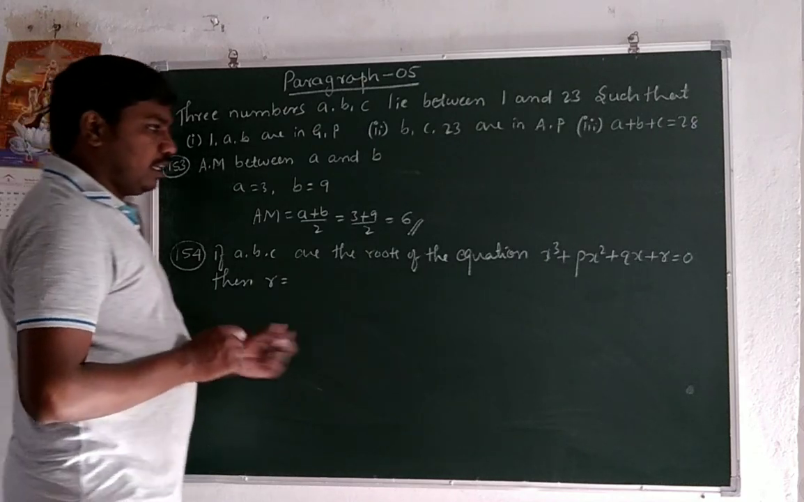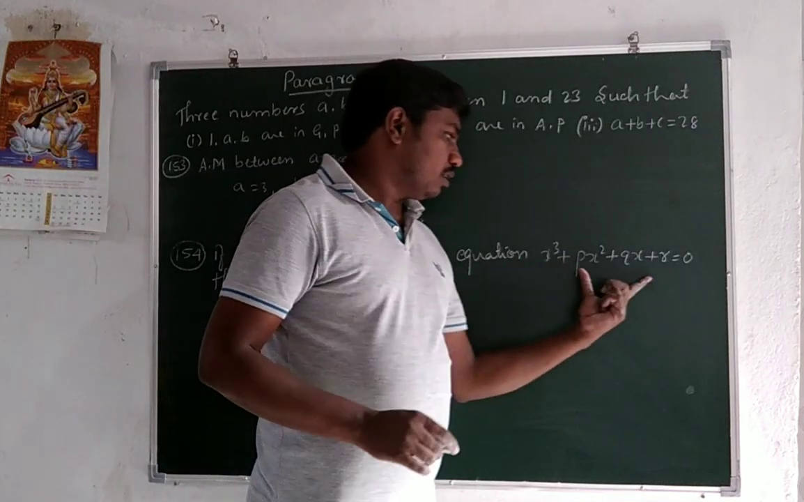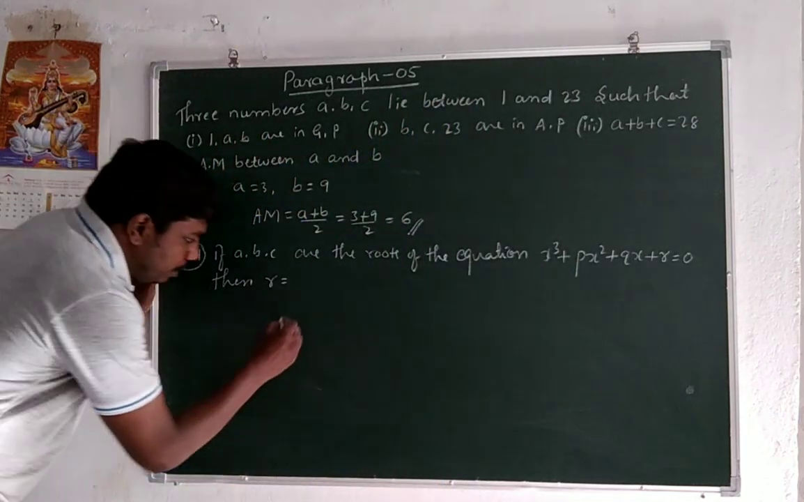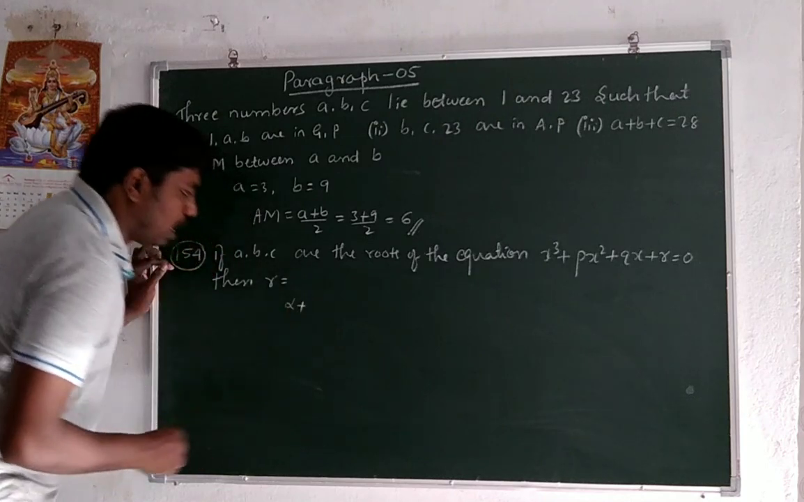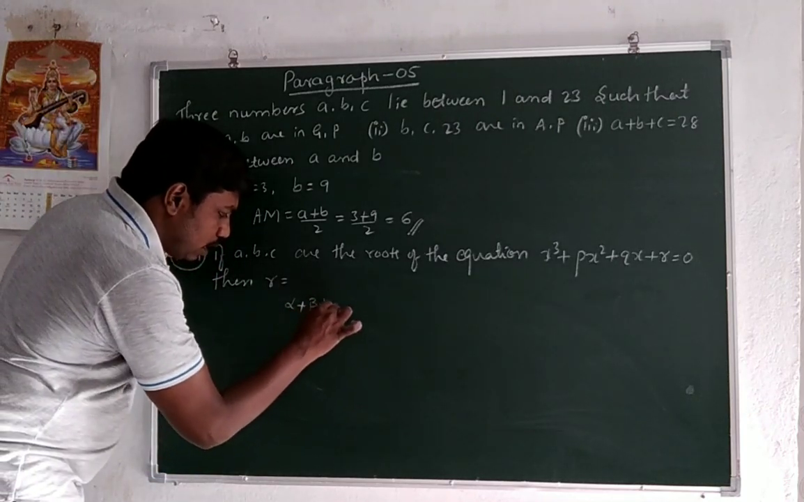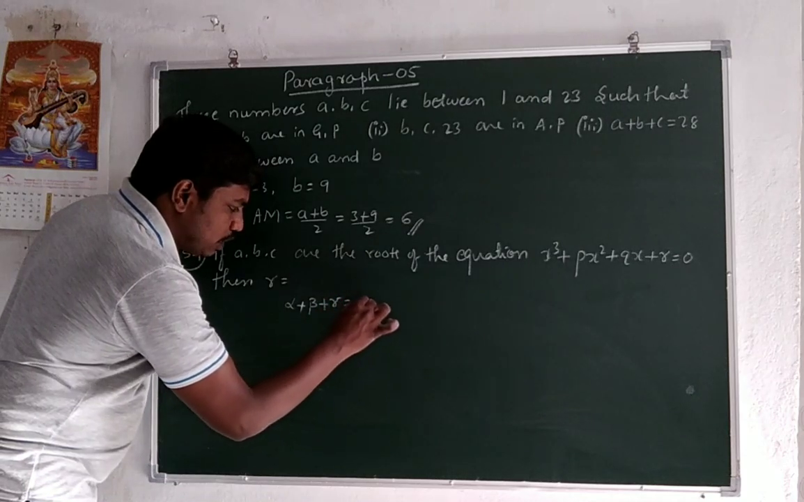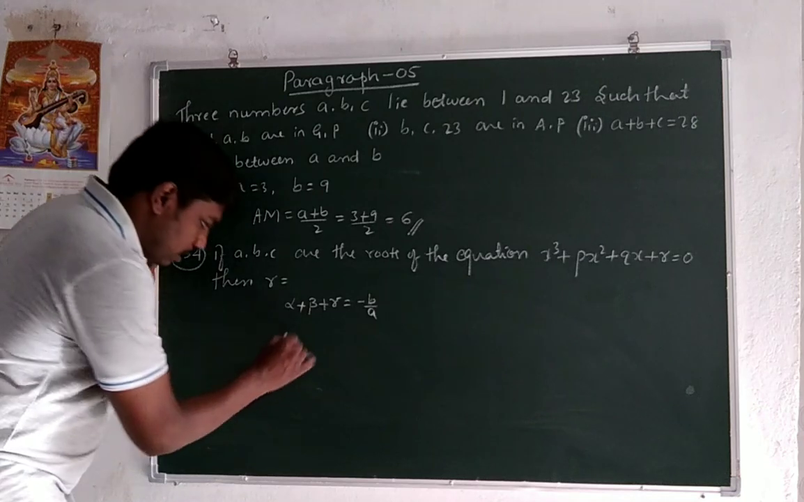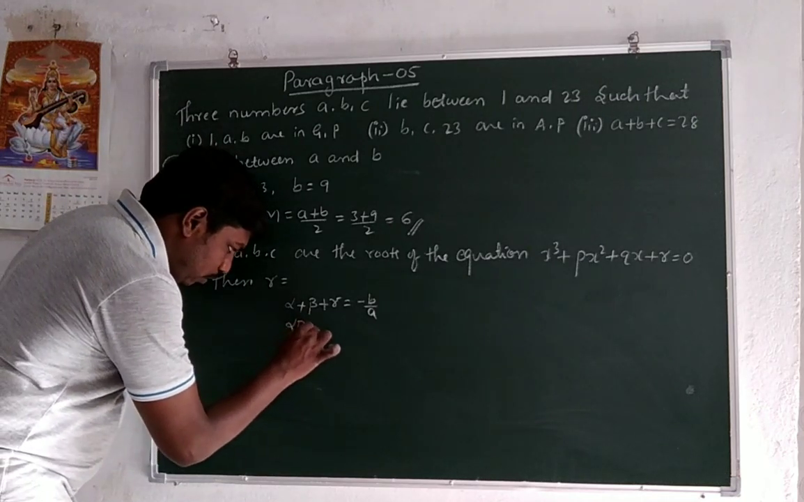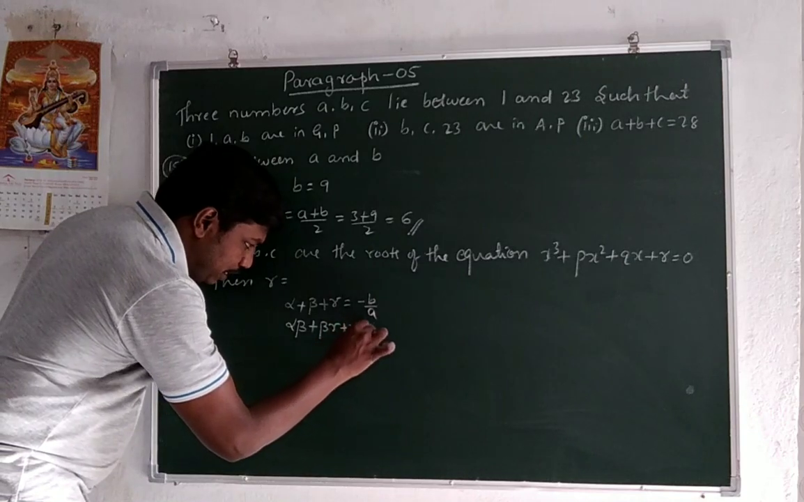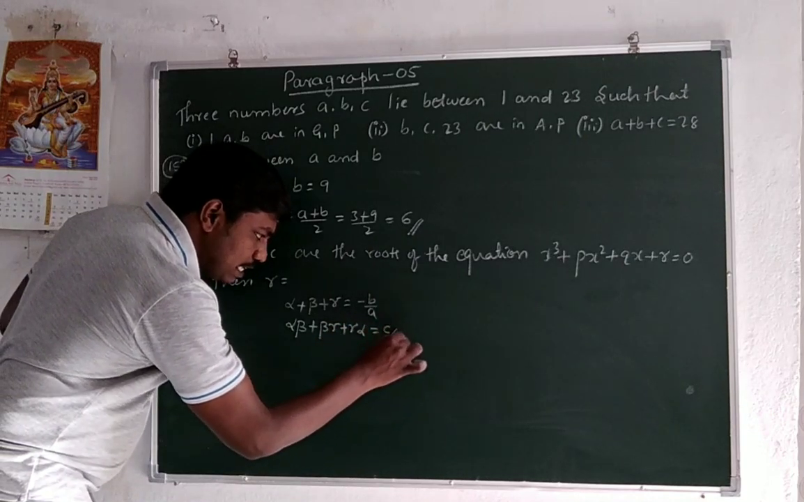I have told you the relations. Suppose there is a cubic equation, and alpha, beta, gamma are the roots. Alpha plus beta plus gamma is equal to minus b by a. Next, the sum of the products of the roots, beta into gamma plus gamma into alpha plus alpha into beta, is equal to c by a.